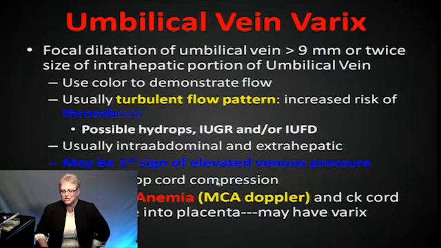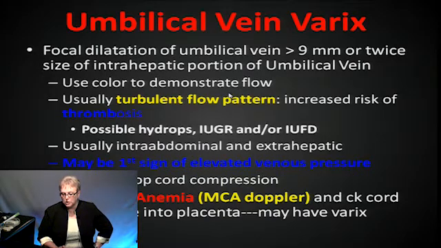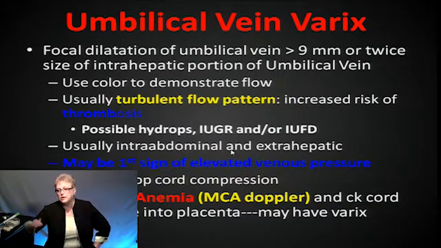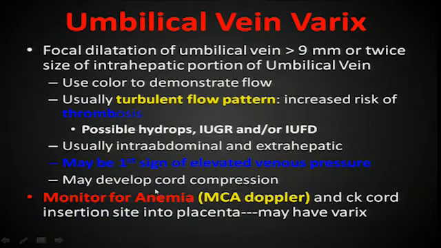It's a focal dilatation of the umbilical vein greater than 9 millimeters or twice the size of the intrahepatic portion of the umbilical vein. So color is really what's going to help you here. There's usually a turbulent flow pattern, and an increased risk for thrombosis. That's why we watch these. Possible hydrops, IUGR, and/or intrauterine fetal demise. It's usually intra-abdominal and extrahepatic, so before that umbilical vein gets into the liver. It may be the first sign of elevated venous pressures, and may develop cord compression.